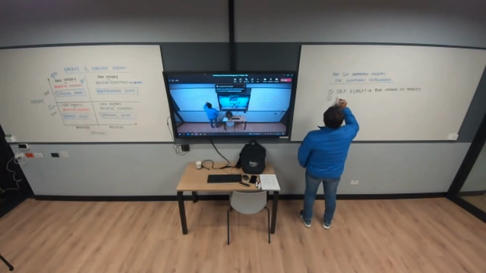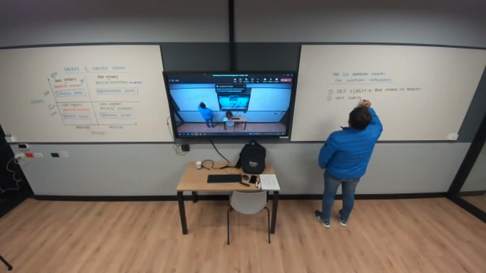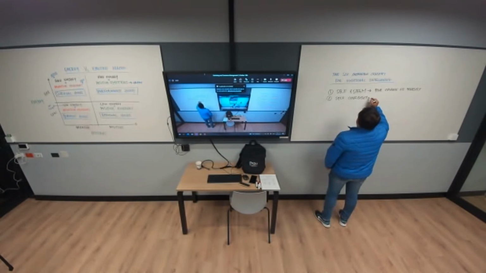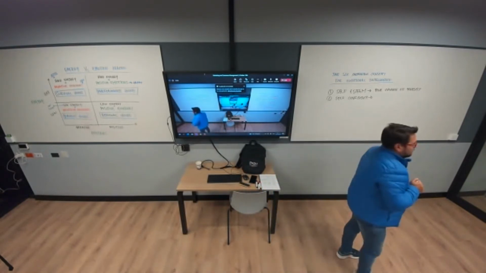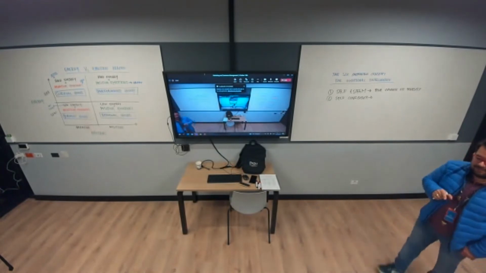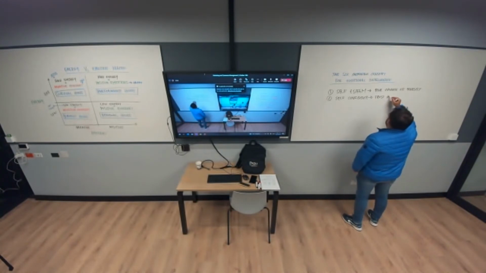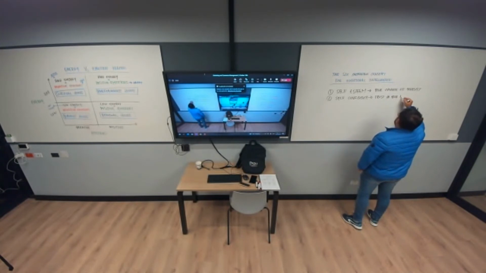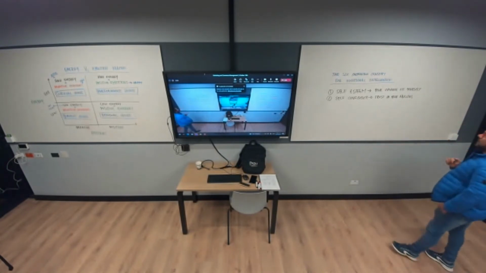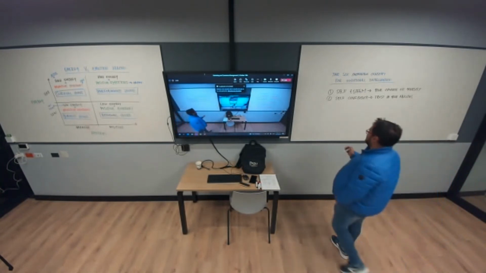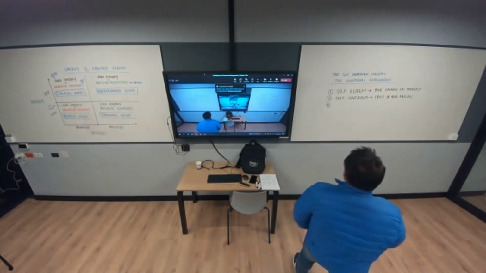The second really important concept is going to be self-confidence. Self-confidence is defined as the trust you have in your abilities, knowing what you are capable of doing.